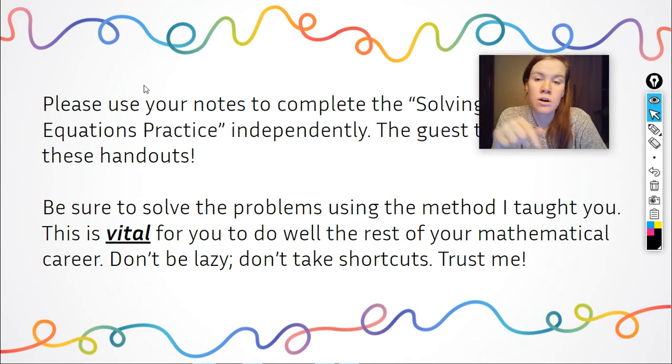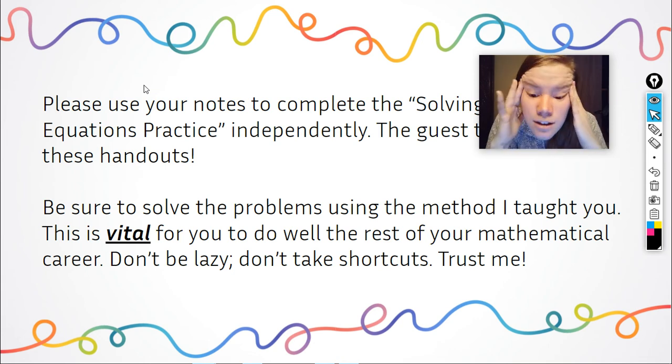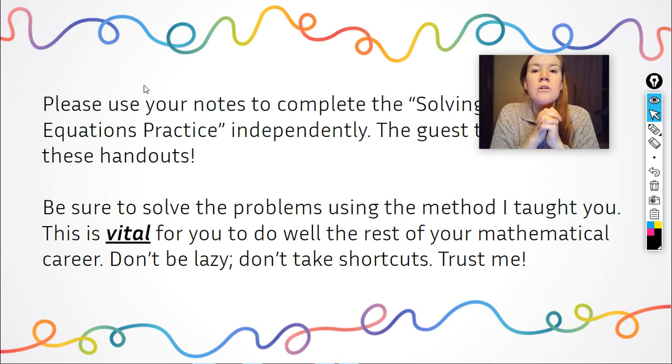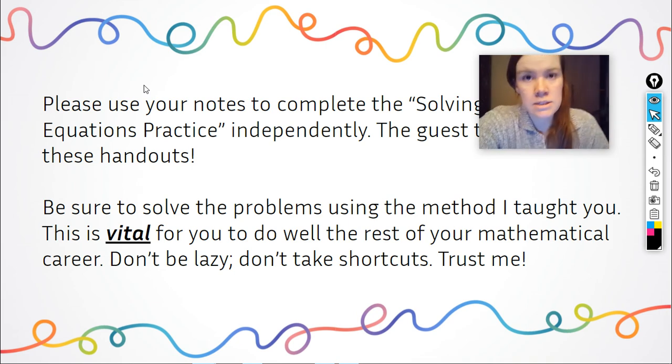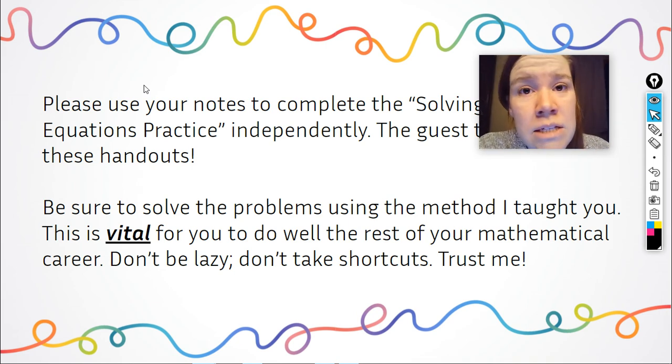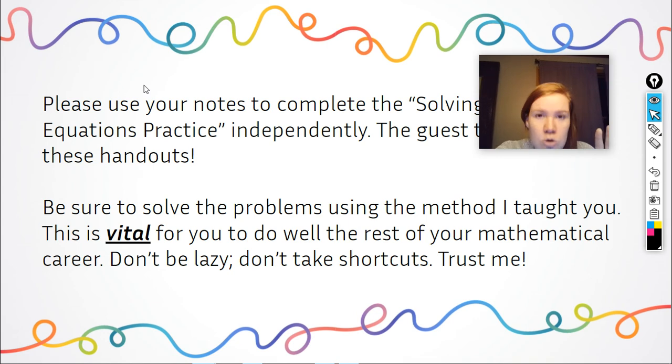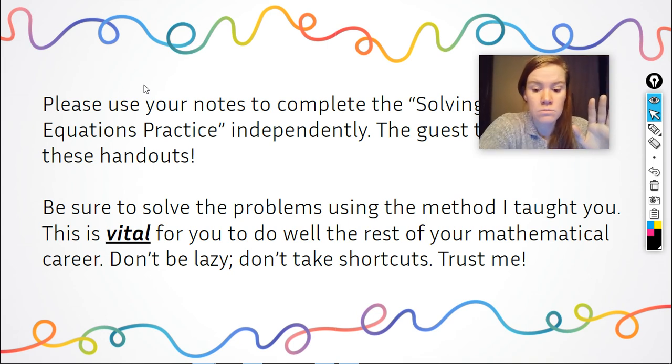Here's my one last plea to you. Be sure to solve the problems using the method I taught you. This is vital. It is vital for the rest of your mathematical career. Don't be lazy. Do you hear me? Don't take shortcuts. Just trust me. Not saying that you are lazy. Don't make a lazy choice. Okay? Go get your worksheet.